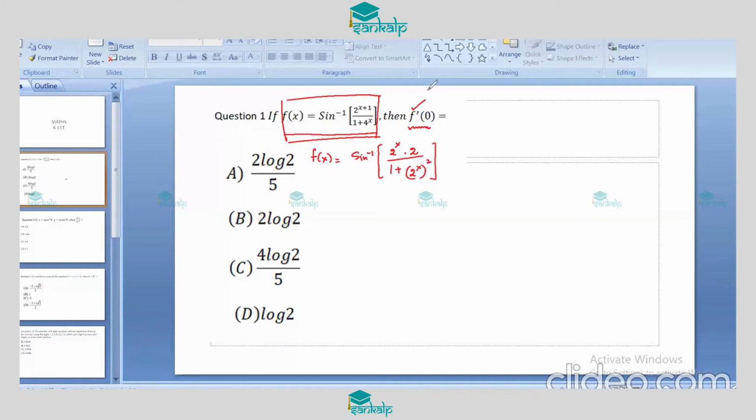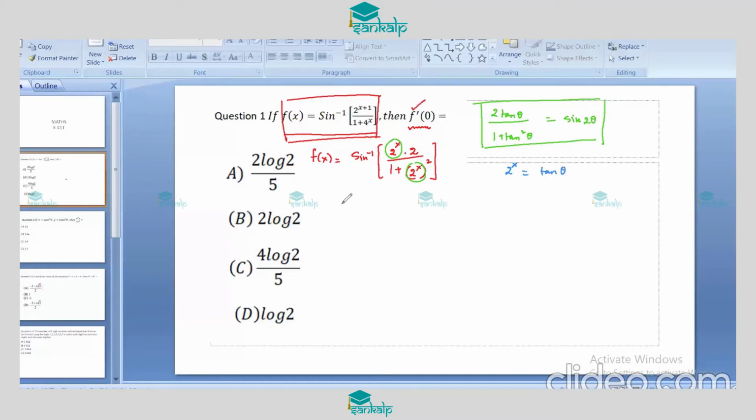Now, as soon as we see this, we remember a formula. Let me write that formula. The formula is 2 tan theta by 1 plus tan square theta can be written as sine 2 theta. As soon as I see this, I remember that because we have 2 tan theta by 1 plus tan square theta. So with this, I get an idea. That is, I will put 2 power x as tan theta.